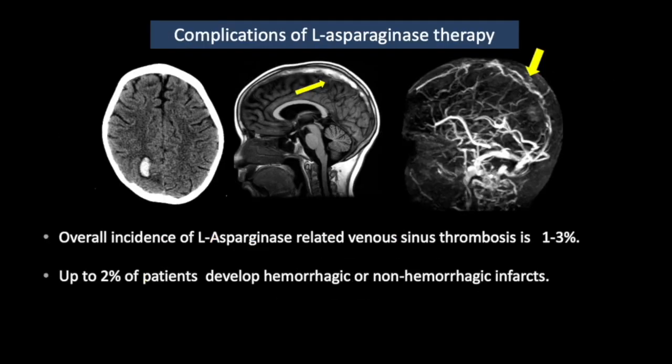L-asparaginase is another drug that is used in the treatment of leukemia resulting in coagulopathy and requires frequent laboratory monitoring of hematological profile. The overall incidence of venous sinus thrombosis is between 1 to 3%, and up to 2% of patients treated with this drug develop hemorrhagic or non-hemorrhagic infarcts. The complications frequently occur during the induction phase or within the first 2 to 3 weeks following therapy, and prompt diagnosis by MRI and MR venogram is vital in preventing thrombotic complications.